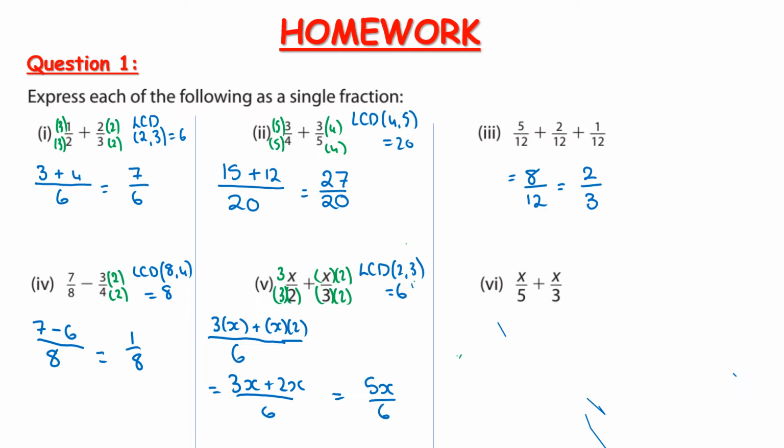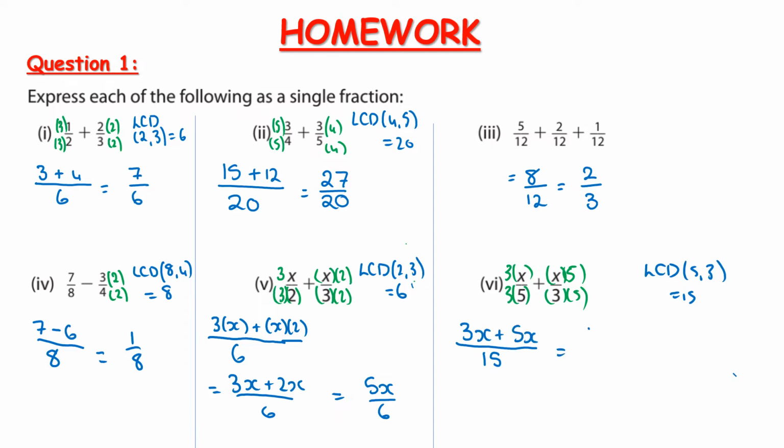And the last question in part 1, the lowest common denominator of 5 and 3 is 15. Multiply the top by 3, bottom by 3 here, the top by 5, and the bottom by 5. Combine it, lowest common denominator is 15, 3x plus 5x, so it's 8x over 15.